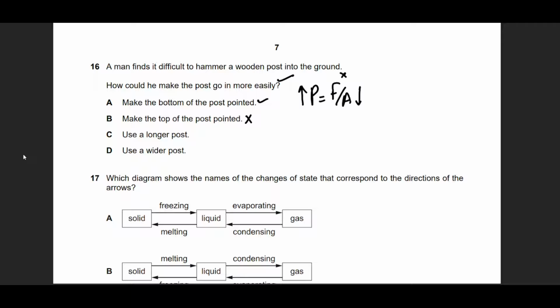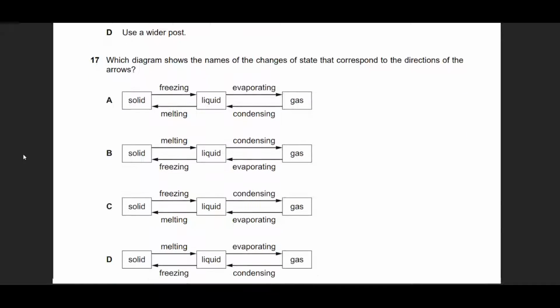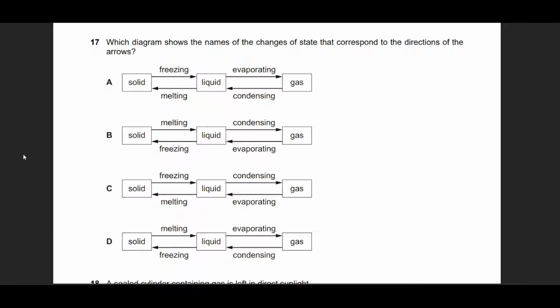No, that will not help. Use a longer post. Again, does not help. Use a wider post. It is counterintuitive to the process. So option A gives the correct answer. It's all about pressure. Question number 17 is invoked from memory.